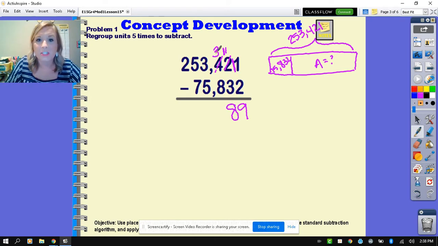And I'm going to keep going. I'm going to check every time my big number is not on top. My big number is on the floor. So I go next door. That 3 turns into a 2. And I get 10 more. So that 3 turns into a 13. So now I can subtract. 13 take away 8 is 5.